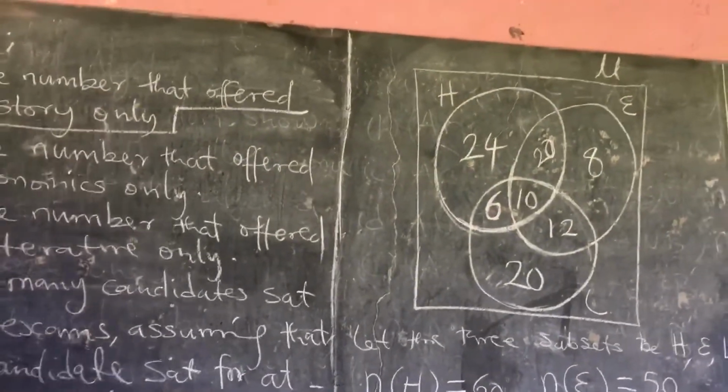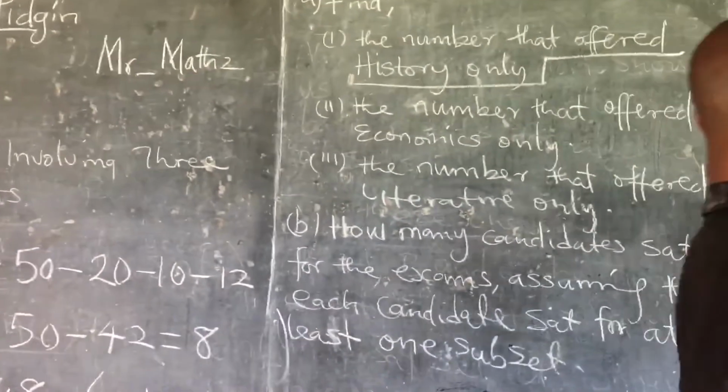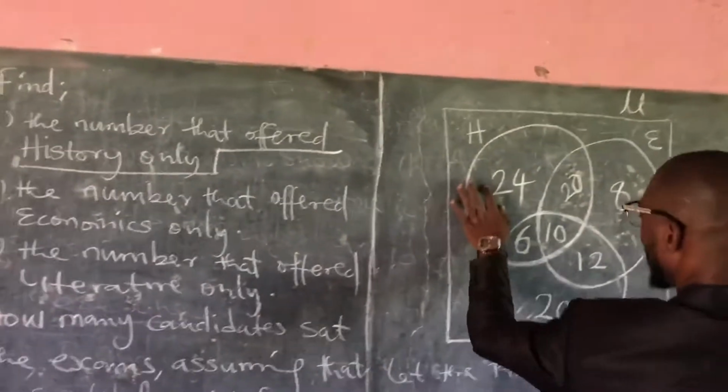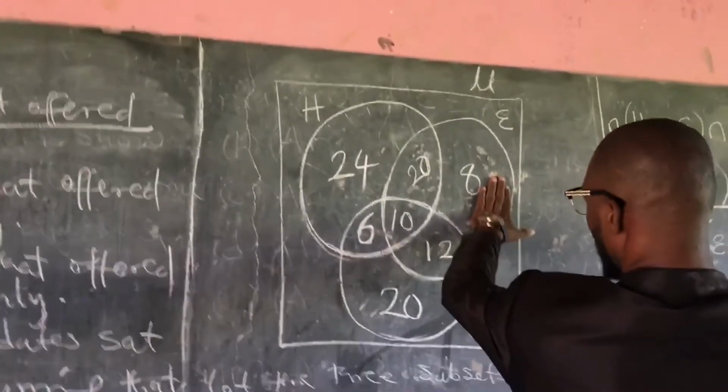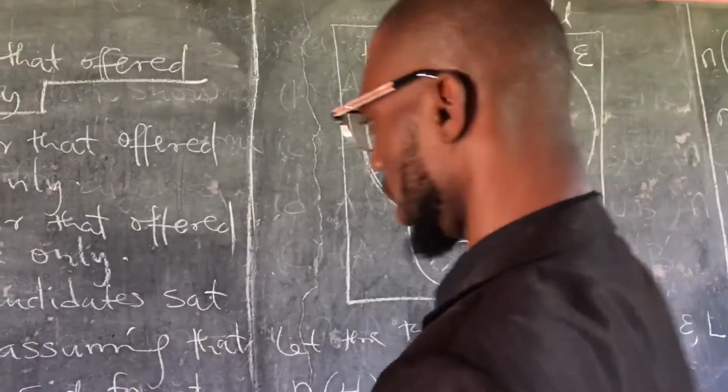The people who do only history are 24. People who do only economics are 8. People who do only literature are 20.